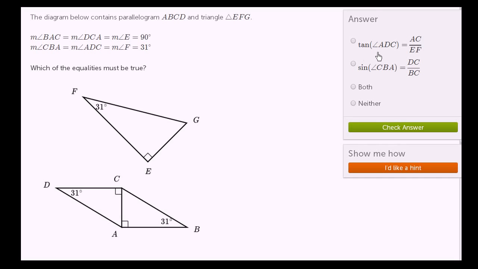So now let's look at this first statement, tangent of angle ADC. This is angle ADC right here. To remind ourselves of the definition of tangent, we'll break out SOHCAHTOA. Sine is opposite over hypotenuse. Cosine is adjacent over hypotenuse. TOA, tangent is opposite over adjacent.